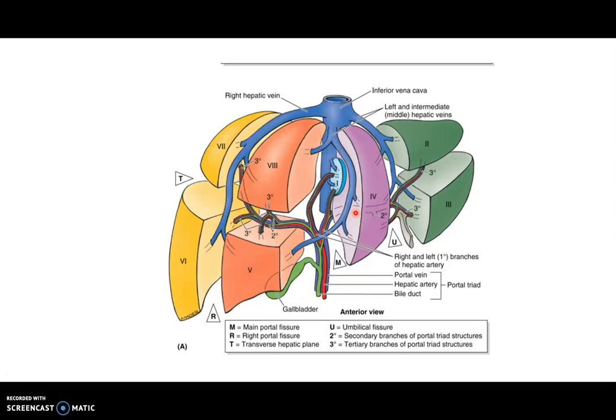So as for the fourth, this is the final part of the video. What is so special about this fourth segment is that it is still supplied by the tertiary portal triad as well as tertiary drainage, like the other segments. However, instead of having one hepatic vein drainage, it actually has two hepatic vein drainages.